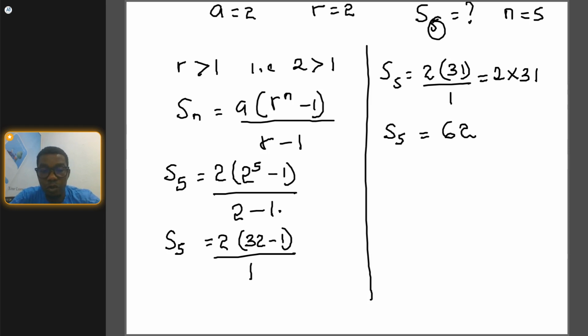If you check the options, you will see that the option is option C. The correct option for that question is going to be option C. So that UTME question, the answer will be C.